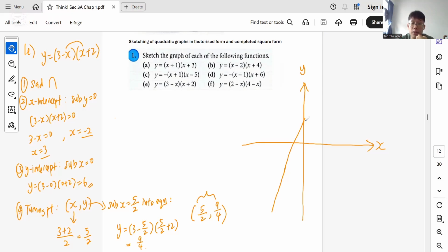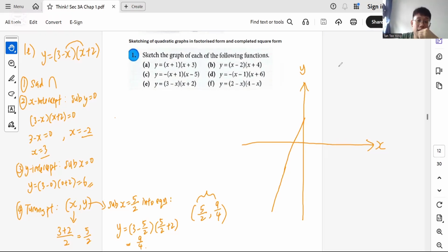Wait, just give me a while. Okay, guys, sorry. I found the turning point wrongly. So I'm going to use red to edit. This part here is wrong. It's not 3 plus 2, because it's supposed to be 3 plus -2. My eyes are not working today. So by right, it should be 3 plus -2.